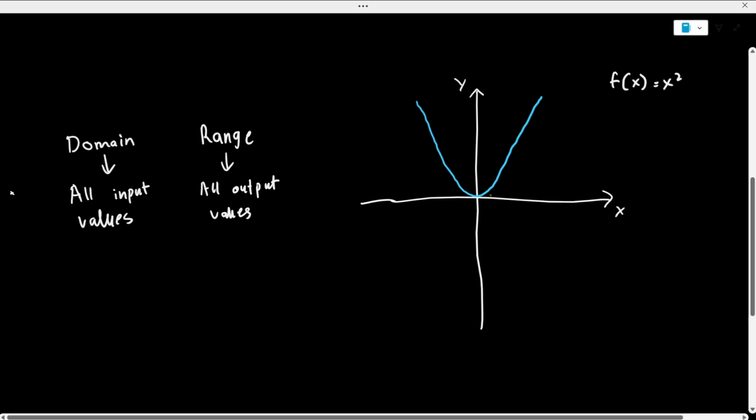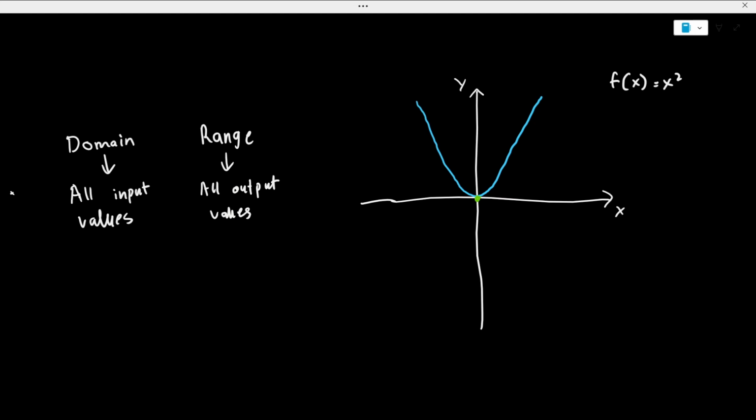So let's talk about what are the possible x values of this graph. If this is x equals 0 at the origin, then you can have any value, let's say 1, 2, 3, 4, 5, and so on. You could have any positive x value. In the same way, you can have any negative x value, -1, -2, -3, -4, and so on.